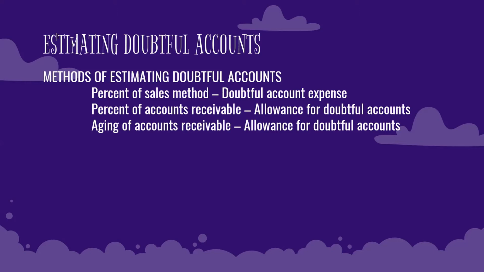So, what I'm trying to say is in the aging of AR, this is more specific as to the percentage of doubtful accounts. Kasi in percent of accounts receivable, this is in total. So, total AR balance multiplied by the percent of doubtful account. Okay?